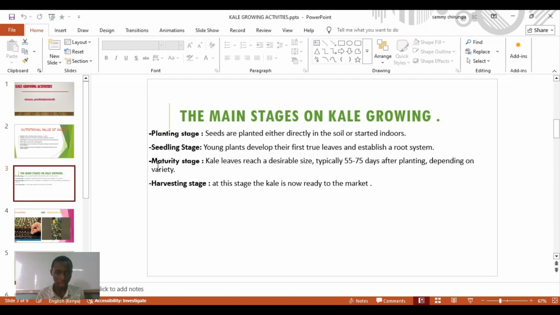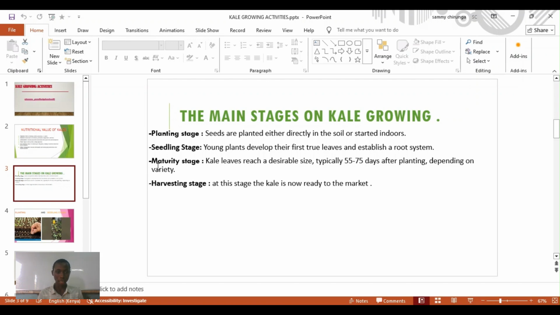Then thirdly, we have the maturity stage. It talks of kale leaves reaching a desirable size, typically 55 to 75 days after planting, but this depends on the variety of the kale grown. Then the fourth stage, which is the last one, is the harvesting stage. This is the stage whereby the kale is now ready to be taken to the market, for sales.